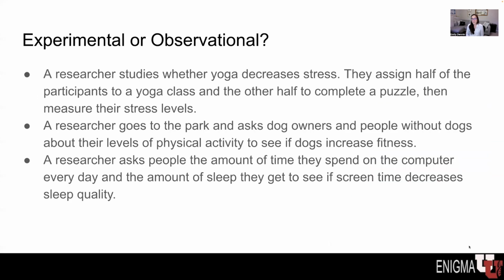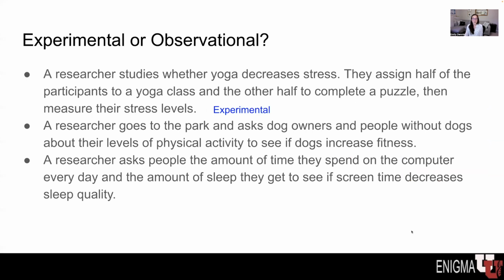Now I've got three examples and we're going to go through whether these are experimental or observational. And I'll pause for a few seconds after each one to give you a chance to think. First example, a researcher studies whether yoga decreases stress. They assign half of the participants to a yoga class and the other half to complete a puzzle and then measure their stress levels. Is this experimental or observational?